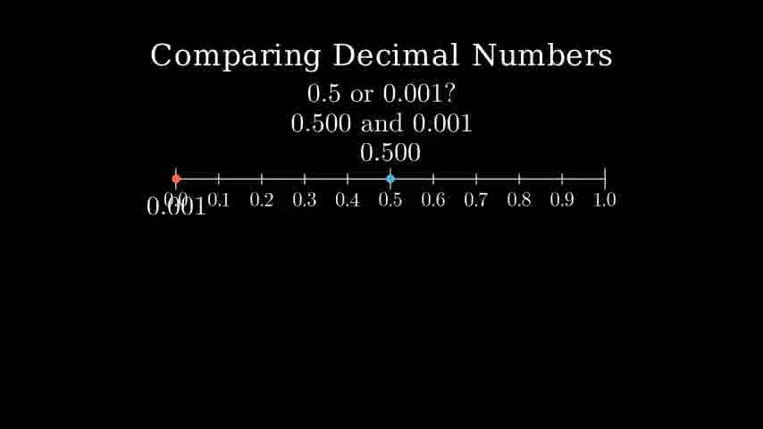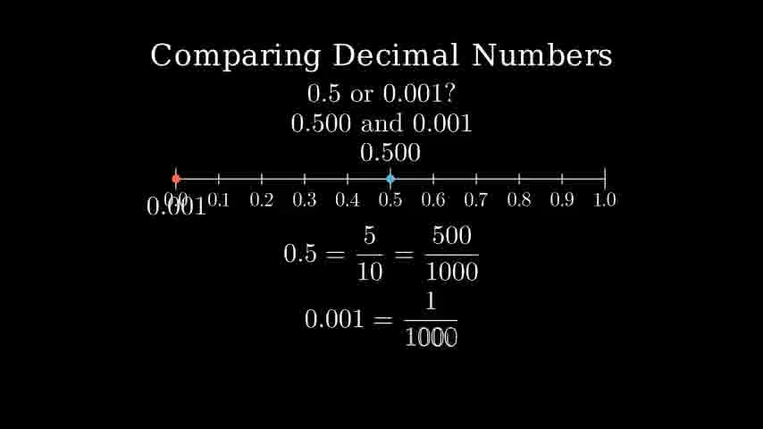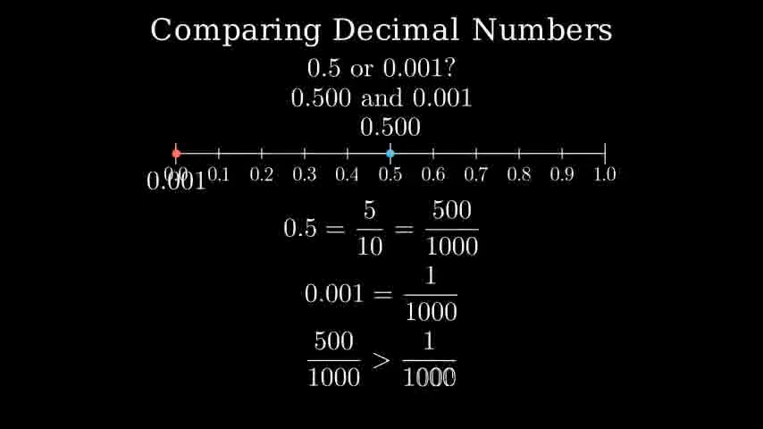Another way to compare these numbers is to convert them to fractions. 0.5 is equal to 5/10, which can be written as 500 over 1,000. 0.001 is equal to 1,000th, or 1 over 1,000. Now we can easily compare these fractions. 500 over 1,000 is clearly greater than 1 over 1,000.